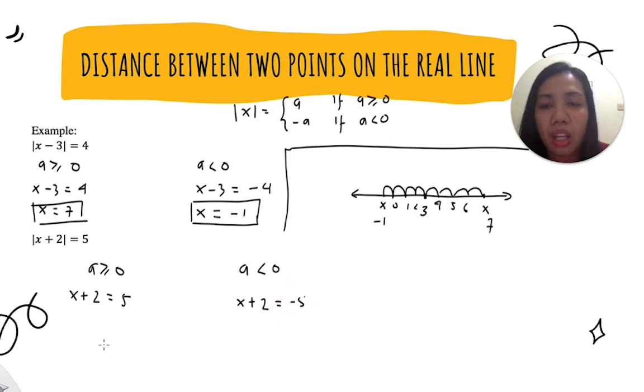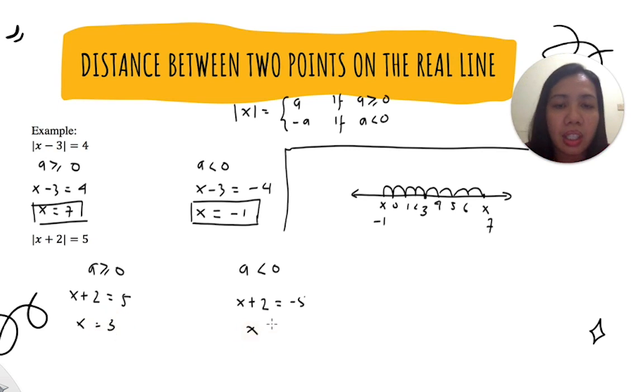Okay, now let's figure out this x. Subtract both sides with 2. So x equals 5 minus 2, which is 3. And in here we also just subtract both sides with 2. So in here, minus 5 minus 2 is minus 7. So we have x equals 3 or x equals minus 7.